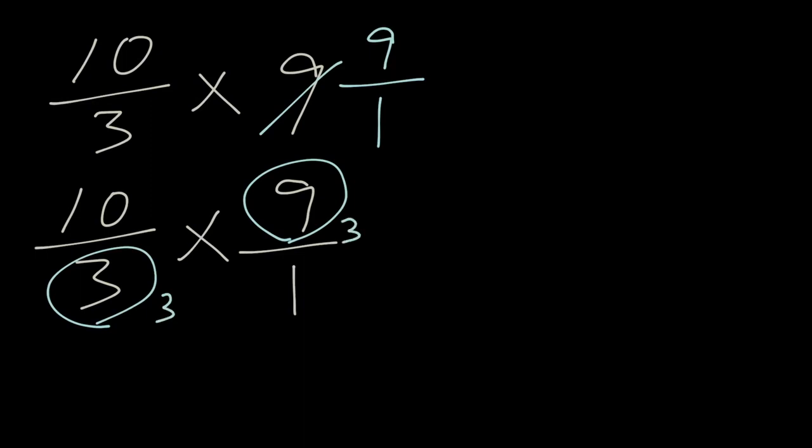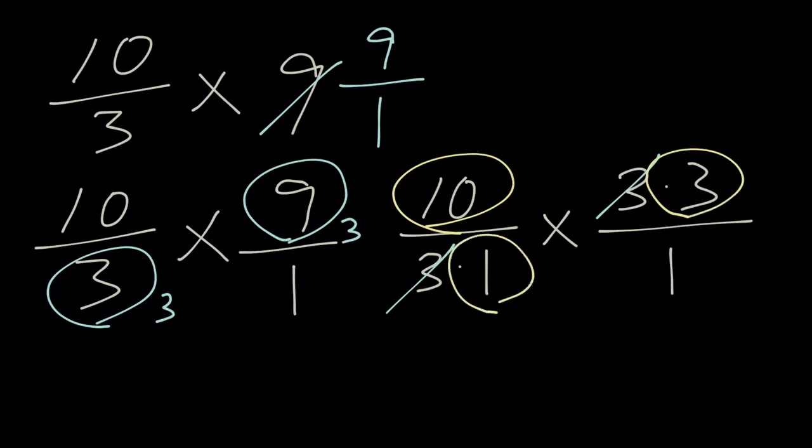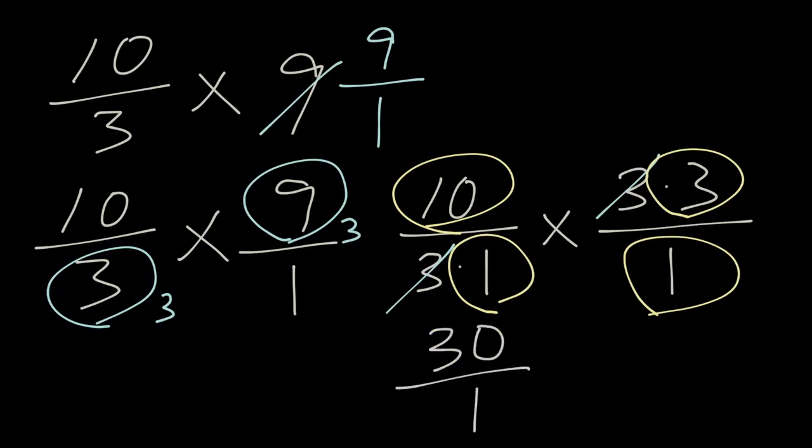So we can write it like this. And we can simplify the 3. Then we are left with 10, 3, and 1 on the bottom. So the answer would be 30 over 1. And then that equals 30.